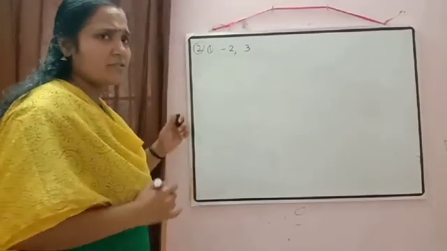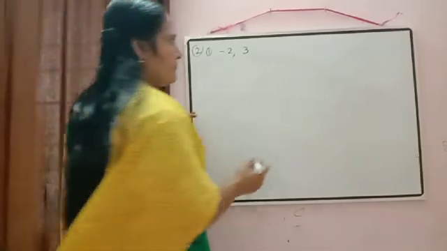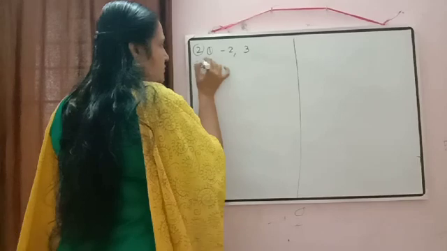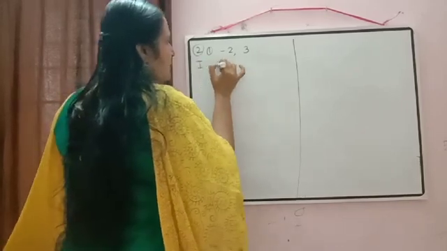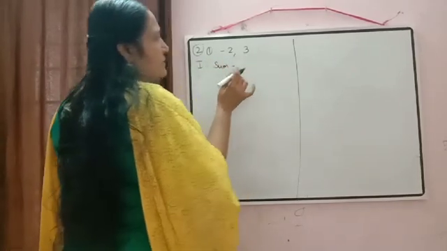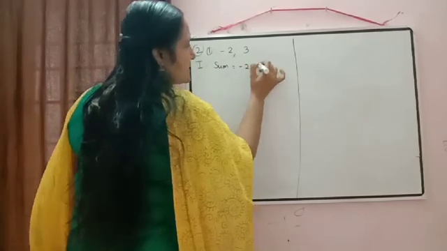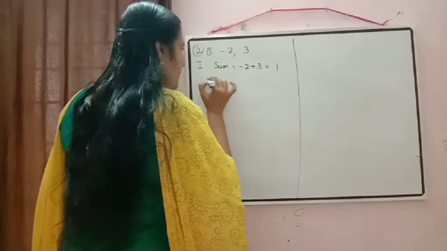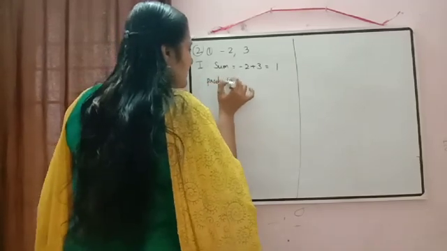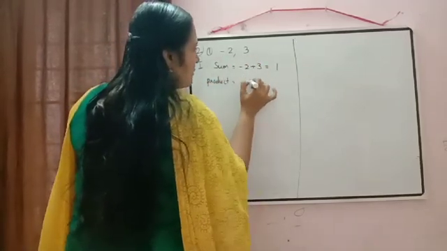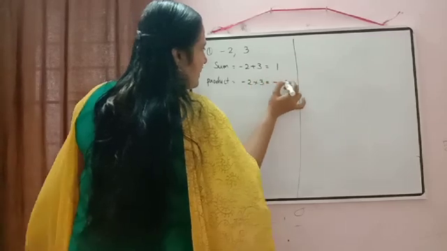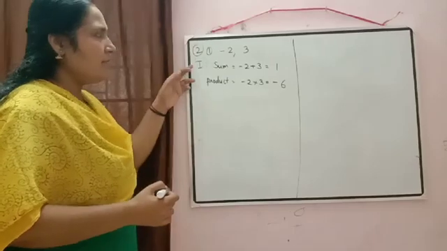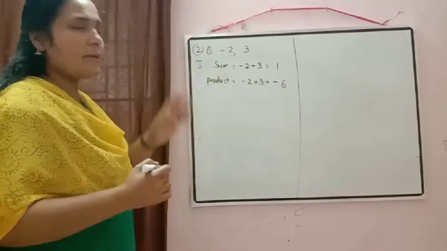So to solve this question, two methods are there. First one is using the formula. So the first method is you can add the two zeros. What will be the sum of the two zeros? Minus 2 plus 3 will be equal to 3 minus 2, 1. Find out the product also. Product is equal to minus 2 into 3 will be equal to minus 6. So when two zeros are given, we calculated the sum and product.